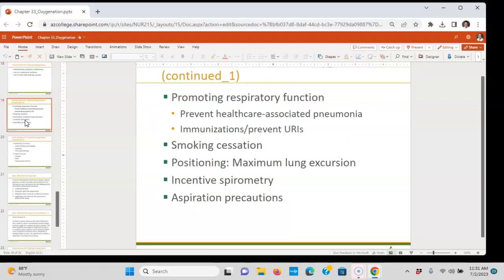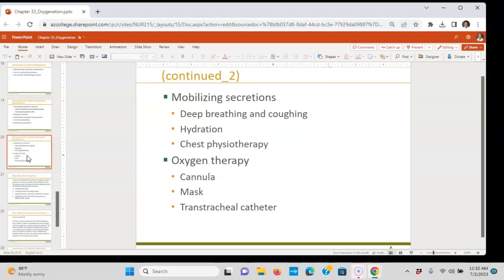Promoting respiratory function, you want to prevent healthcare-associated pneumonia. Immunizations, prevent upper respiratory infections. Smoking cessation. Positioning for maximum lung excursion. What does that sound like? High Fowler's. Get them up. Incentive spirometry. Aspiration precautions. You always want to assume if somebody's unconscious that they're also at risk for aspiration. And then to help them mobilize secretions, we tell them to turn and cough and deep breathe.